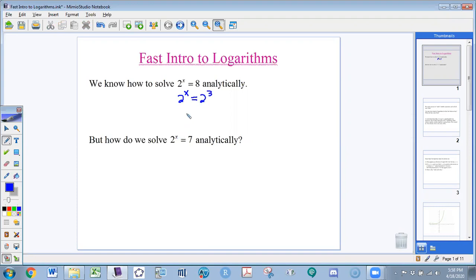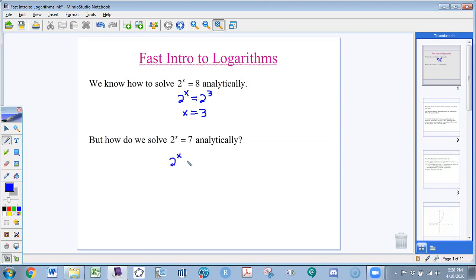Because of the one-to-one property that we have yet to really go into, that tells me that the exponents are equal and gives me that x is equal to 3. But what if we were given 2 to the x equals 7? How would we solve that analytically? We can, of course, graph both sides as functions and see where they intersect to get a decimal approximation. But what's the exact process for solving this?